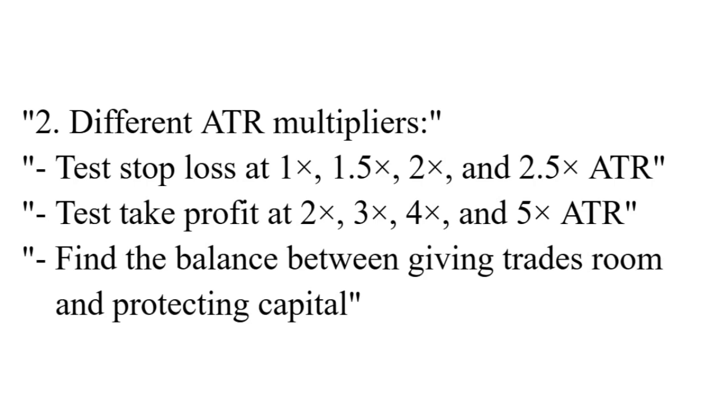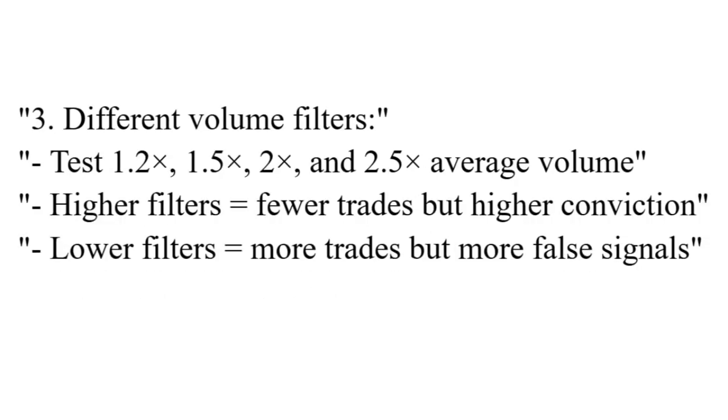2. Different ATR multipliers. Test stop loss at 1 times, 1.5 times, 2 times, and 2.5 times ATR. Test take profit at 2 times, 3 times, 4 times, and 5 times ATR. Find the balance between giving trades room and protecting capital. 3. Different volume filters. Test 1.2 times, 1.5 times, 2 times, and 2.5 times average volume. Higher filters equals fewer trades but higher conviction. Lower filters equals more trades but more false signals.